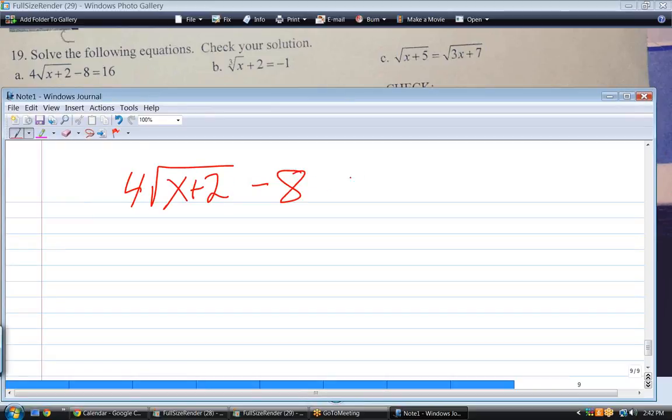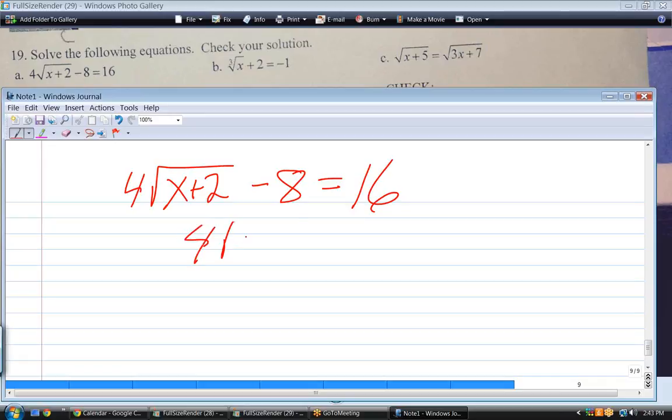Okay, so we're on 19. When you are solving radical equations, the goal is to isolate the radical. Once we isolate the radical, we're going to square both sides and solve it. So what's my first step? What's the next line? We could add 8.